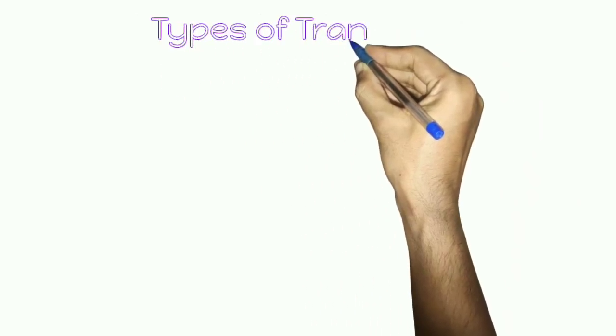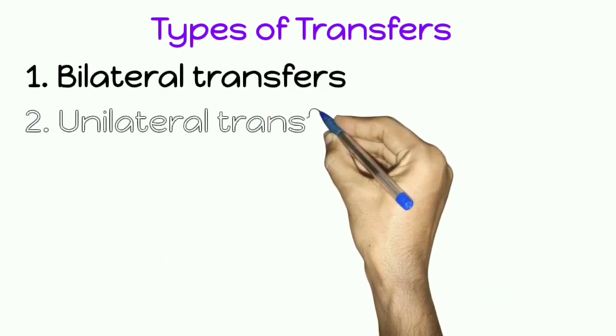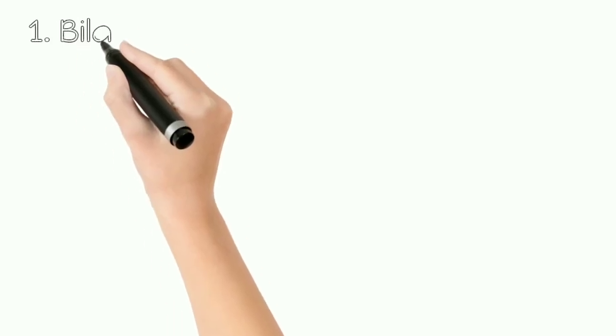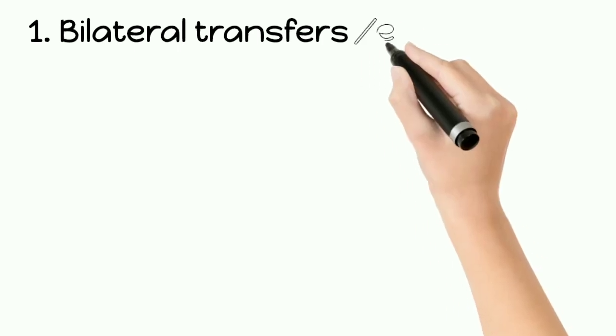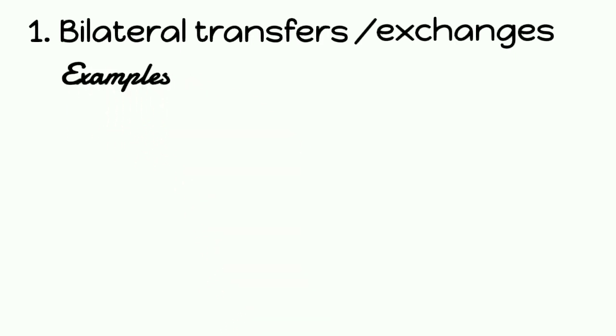Types of transfers. We have three types of transfers and they are as follows. First, bilateral transfers. Second, unilateral transfers. And third, complex transactions. The first type of transfers is called bilateral transfers, or simply referred to as exchanges. So, pag sinabing exchanges, automatic na yon, ang tinutukoy niya ay bilateral transfers. Examples of bilateral transfers are sale and barter.